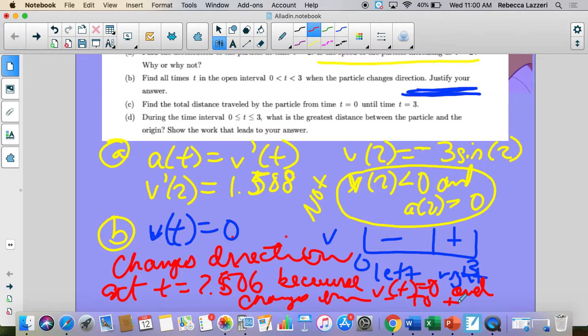If they said, when is it moving to the left, what would you say? From 0 to... Great, not negative infinity to 2.506. You would say 0. Do you see what Carla's doing? So make sure you're talking within only your domain, okay?